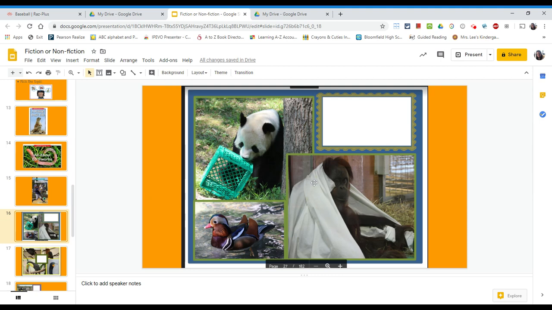So in this picture, or this group of pictures, I see animals that might be in a zoo. I'm noticing a cage in the back and I'm noticing a crate here. So I think that this book might be about animals in the zoo.